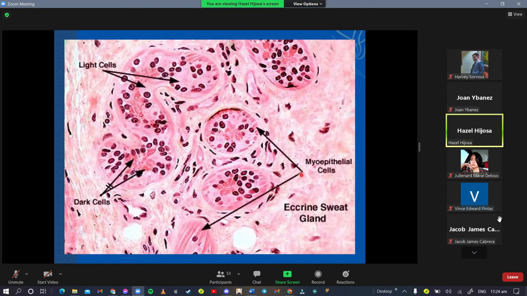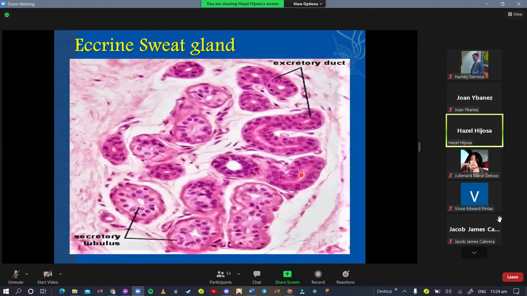Okay, for the dark segment of the eccrine sweat glands, the dark segment here. So this is less coiled and a direct continuation of the secretory segment, and it leads directly into the epithelial surface. Now, in the dermal portion, the excretory or the dark segment is lined by stratified cuboidal epithelium.